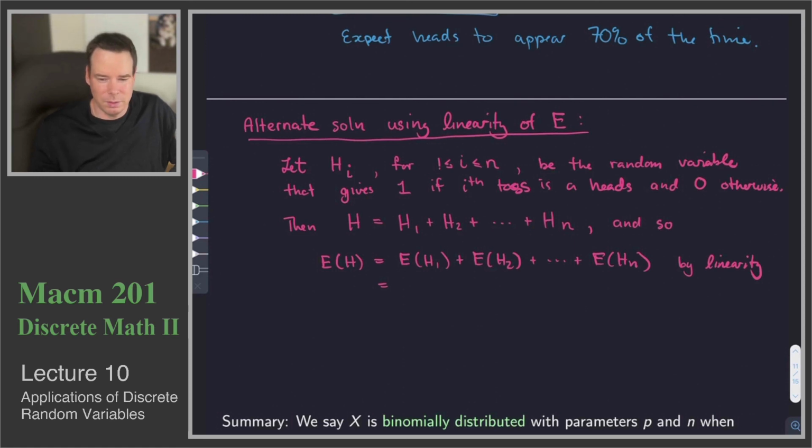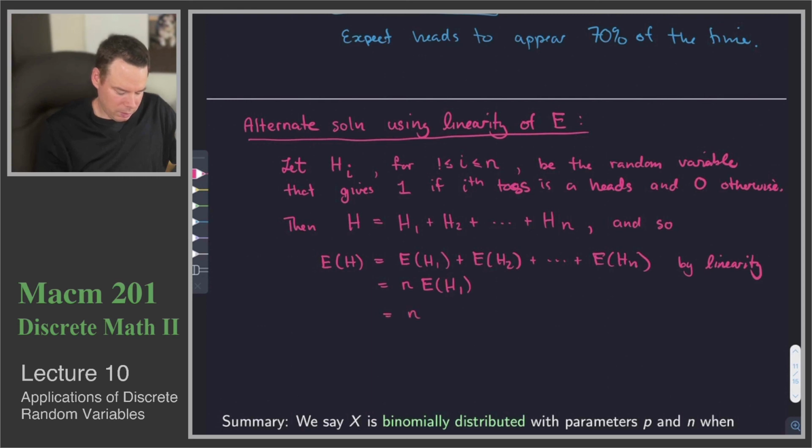What about the second toss? What about the third toss? Well, all those expected values are going to be the same because they're all just about what is the expected value for a single toss of the coin. There are n of them here, so this would be n times the expected value of any one of those. So we'll just say e of h1. What's the expected value of h1?